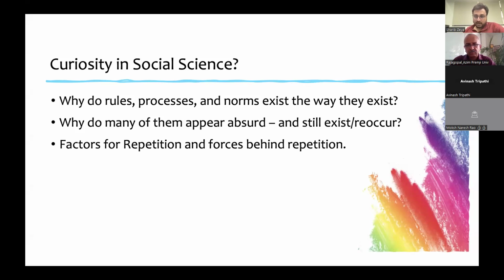They keep on reoccurring. So the question for us would be, one, to find why do they exist, in what ways do they exist, and if they are reoccurring, repeating themselves, what are the factors behind that make them repeat themselves, and what are the forces behind.